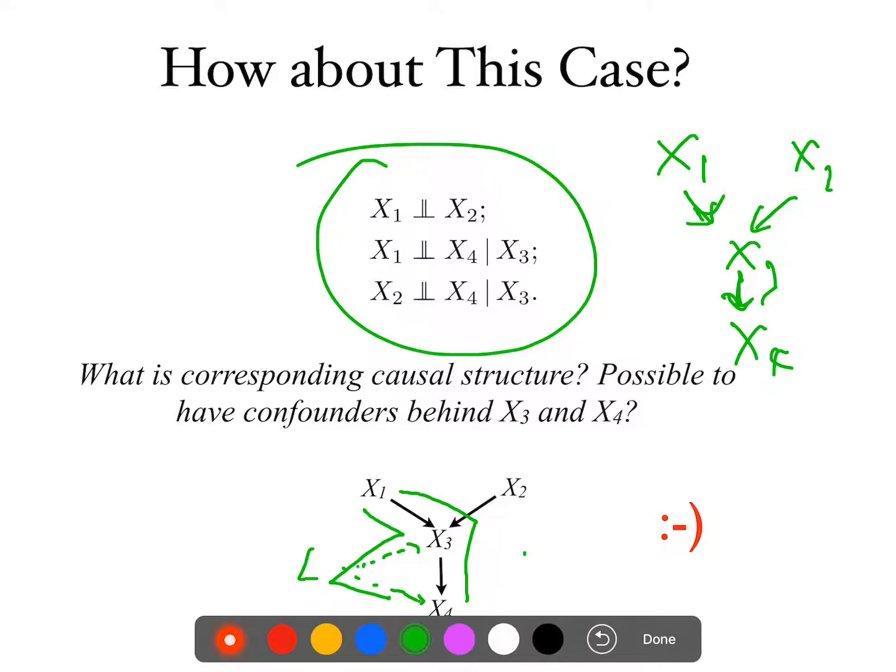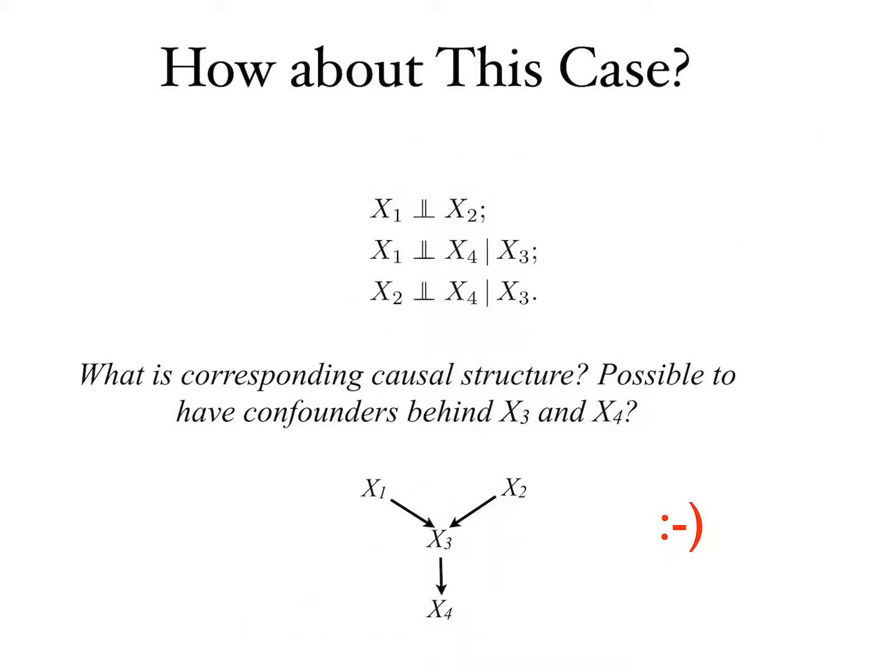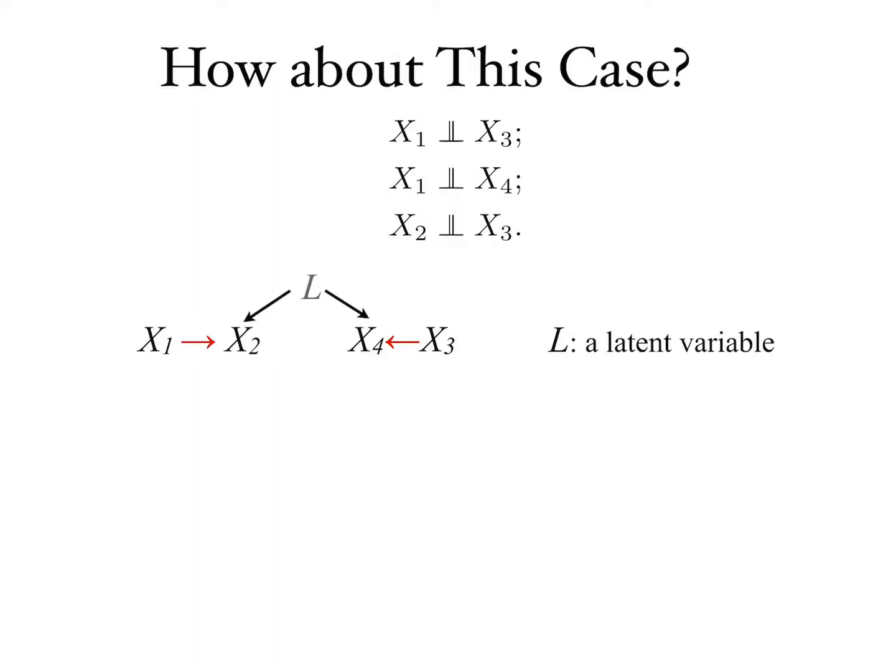is open if you condition on x3, because x3 is a collider, right? Given the collider, there will be a conditional dependence. That's why if you see the independence between 1 and 4, and you know the direction here, then it's not possible to have any confounder behind 3 and 4, right? So you can see that in many situations, we can really say something about whether we have confounders.